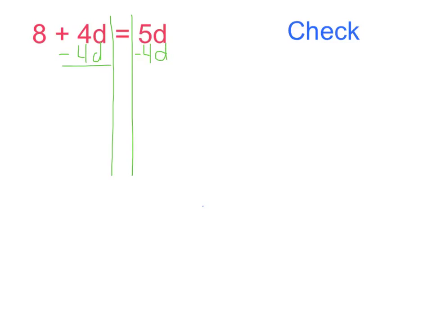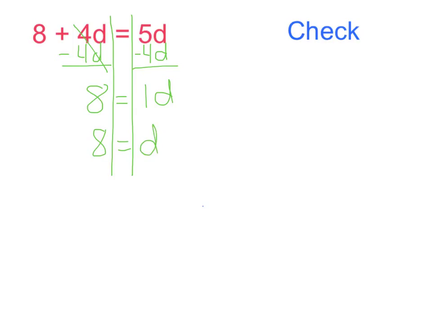4d minus 4d would be 0, so those cancel out, and we're left with 8. 5d minus 4d is 1d, so 8 is equal to d, or 8 is equal to 1d.